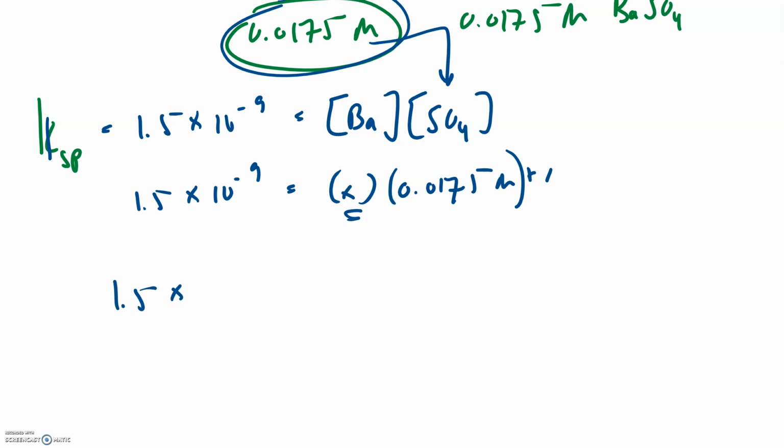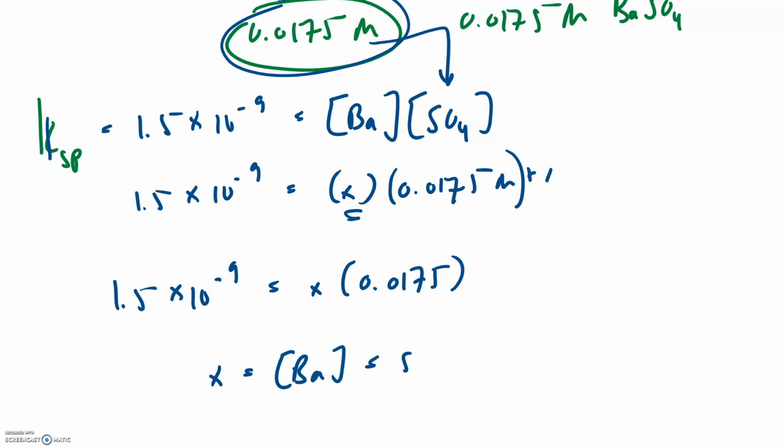So 1.5 times 10 to the negative 9th equals x times 0.0175. Let's solve for x. So we'll say 1.5 times 10 to the negative 9th divided by 0.0175. I get x, which is the concentration of barium at equilibrium, 8.6 times 10 to the negative 8 molar. And that's all you have to do. Looks like a lot. All right, take that for a spin.